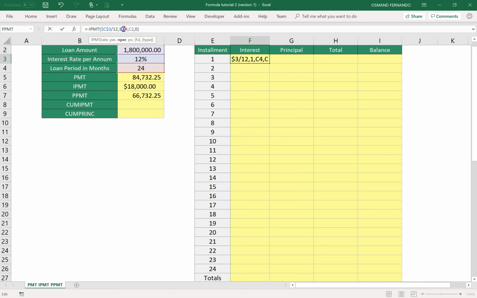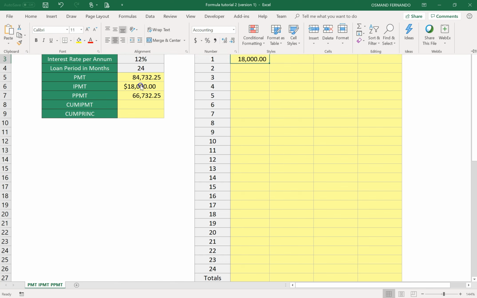Select C4, click F4. C2, click F4. Then you can see number 1 here, that means period number 1. We have to delete that and provide the cell reference in our schedule, that means the installment number. It should not be absolute. We don't need to lock it, because when we copy the formula, that has to be updated. Hit enter. Now you can see it's correctly coming, 18,000. Change the style to comma.